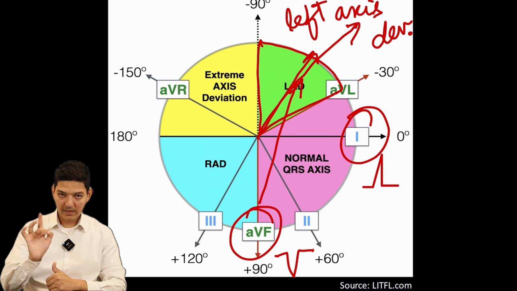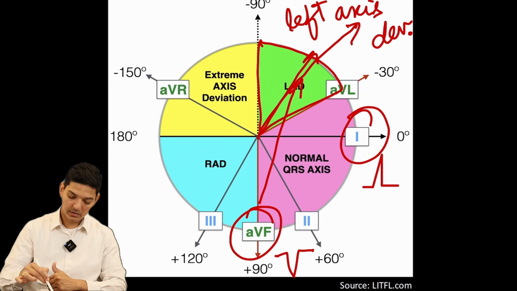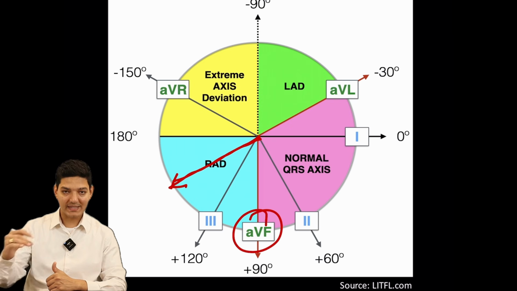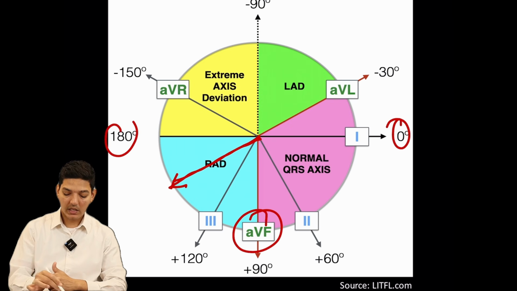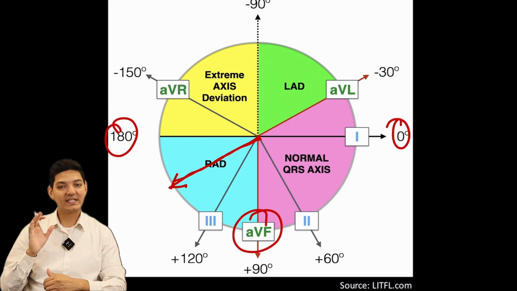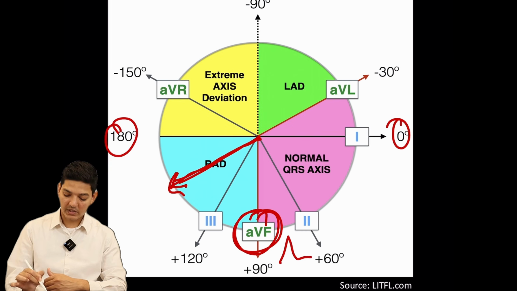All right. Same concept for the right axis deviation. Let me clean it up actually. Let's say the vector is going in this direction. In that case, AVF will still perceive it as coming towards it. Anything between 0 to 180 degrees, AVF will perceive as coming towards it. Anything in the other direction, it will see as going away from it. So here, it is coming towards AVF, so AVF will still have a positive deflection.